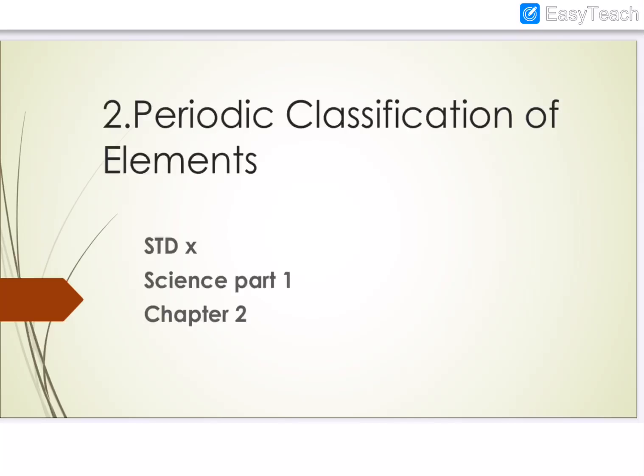So how the modern periodic table has been developed means before the periodic table that we see at this time, there was other arrangement of elements. So we are going to discuss all that in this chapter.